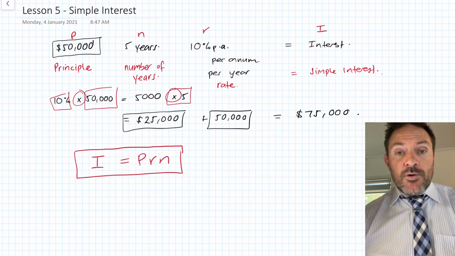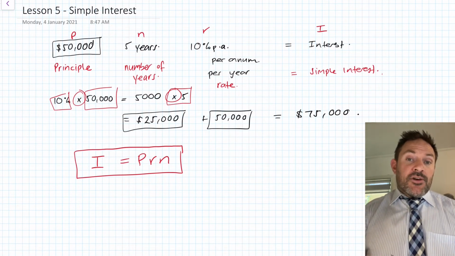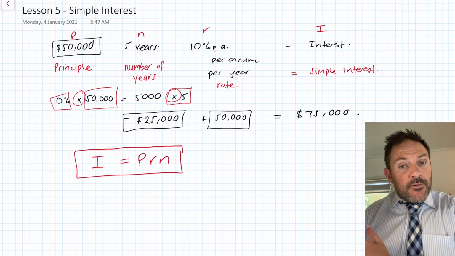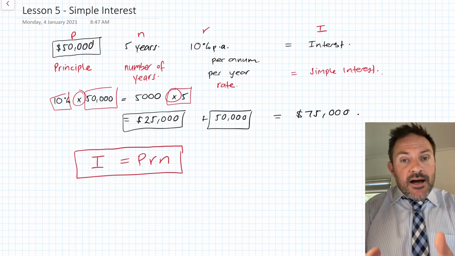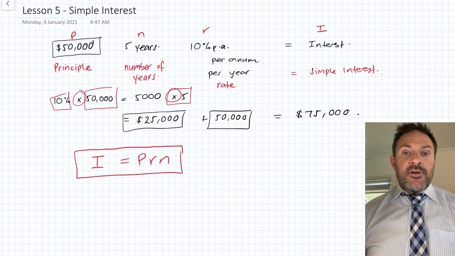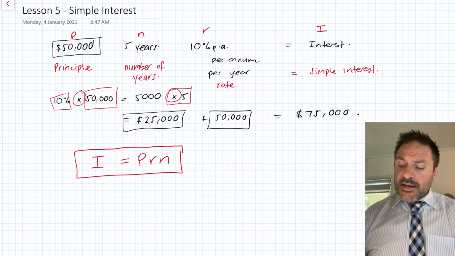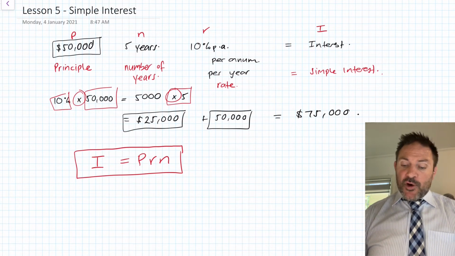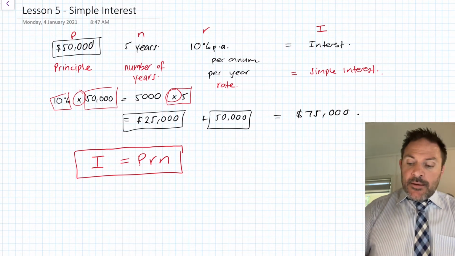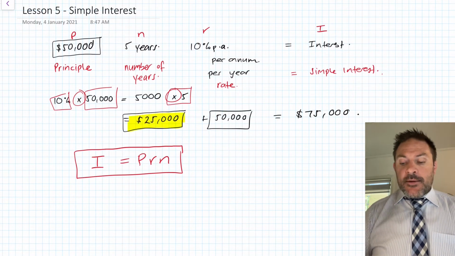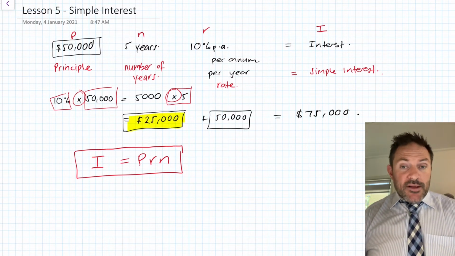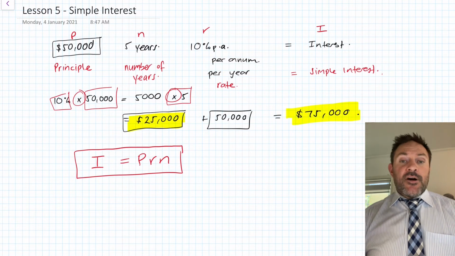Some harder questions, of course, come about when they give you the interest and you have to work backwards to find the number of years or the interest rate or what you start with. But if you come back to this formula, it's pretty straightforward. Now, if I look at the question that I had, there are sometimes two different answers. For example, there could be 25,000 or there could be 75,000.